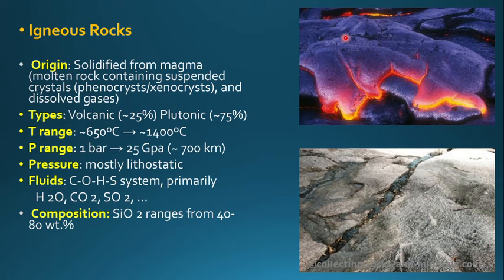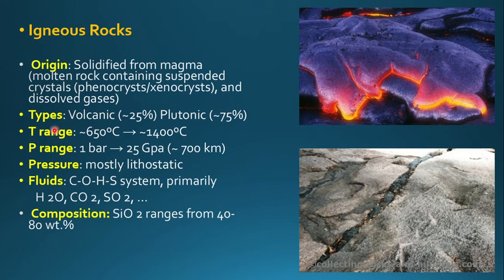Then when this lava comes to the surface, what happens? The temperature, pressure, everything changes. As a result, this will be cooled and crystallized into various igneous rocks. Okay, then types. Mainly there are two types, that is volcanic and plutonic. Volcanic rock will be forming about 25%, and plutonic about 75%.